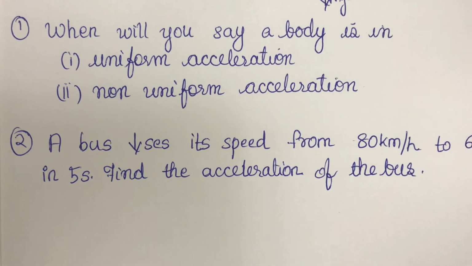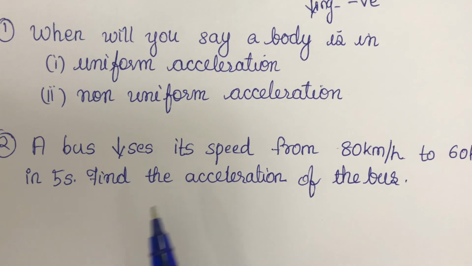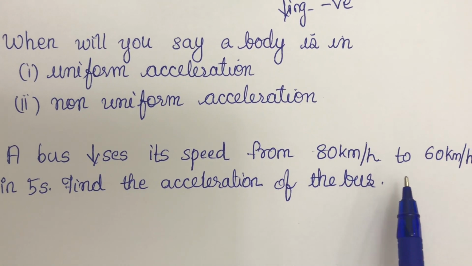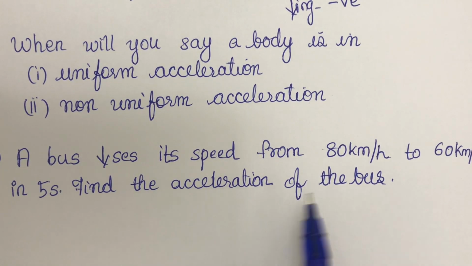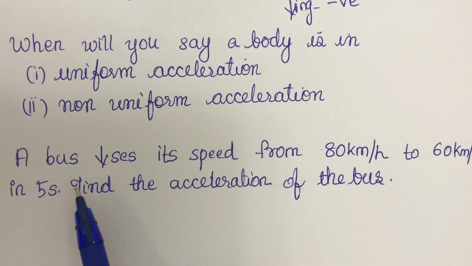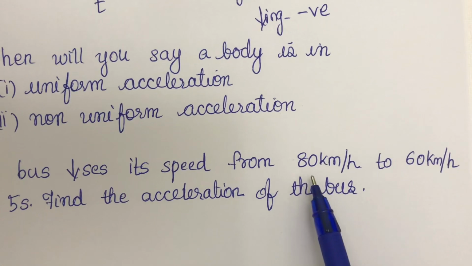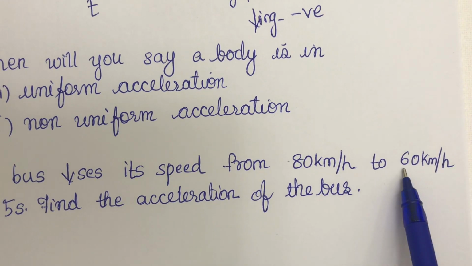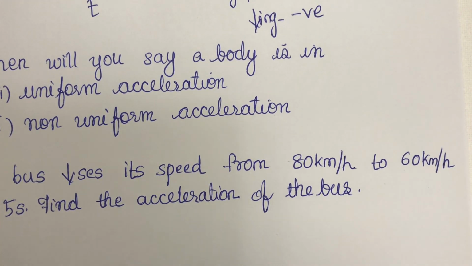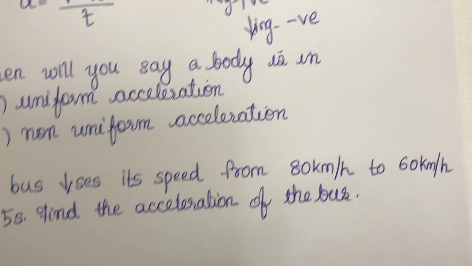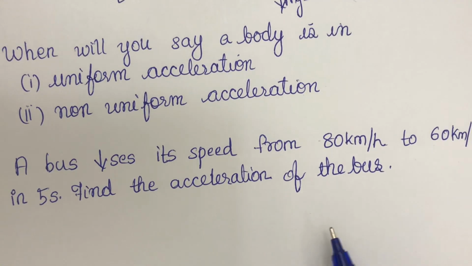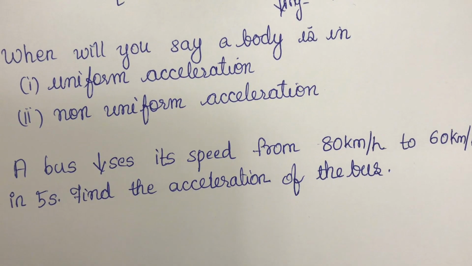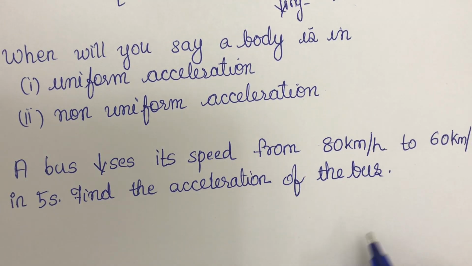So our next question is, a bus decreases its speed from 80 km per hour to 60 km per hour in 5 seconds. Find the acceleration of the bus. So the bus decreases its speed from 80 km per hour to 60 km per hour. So it's decreasing, means the driver is applying brake. So you have studied decreasing means what? Negative acceleration, right?